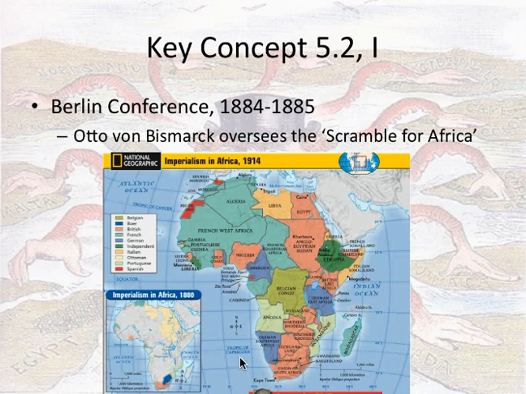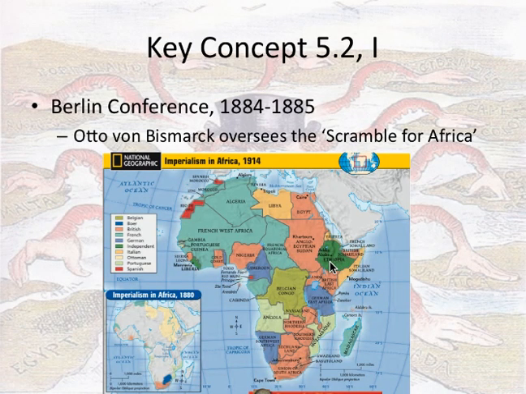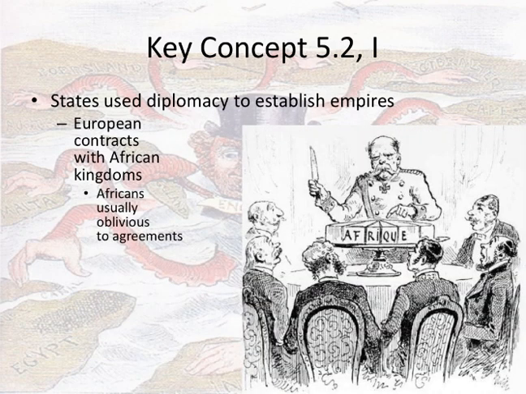There are two exceptions, Liberia over here, which had the backing of the United States, and Ethiopia over here, which was just awesome in their ability to hold off encroaching European powers. So now let's talk about how states established these empires more broadly.